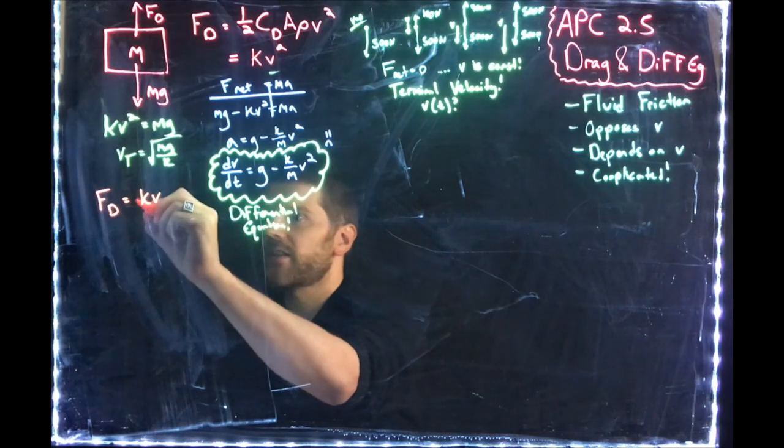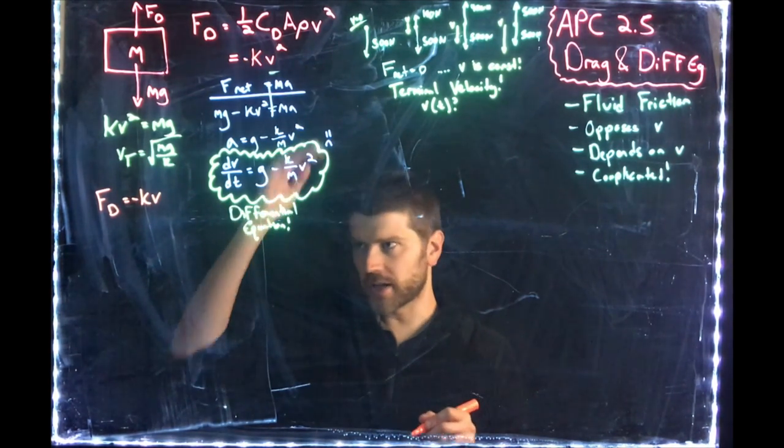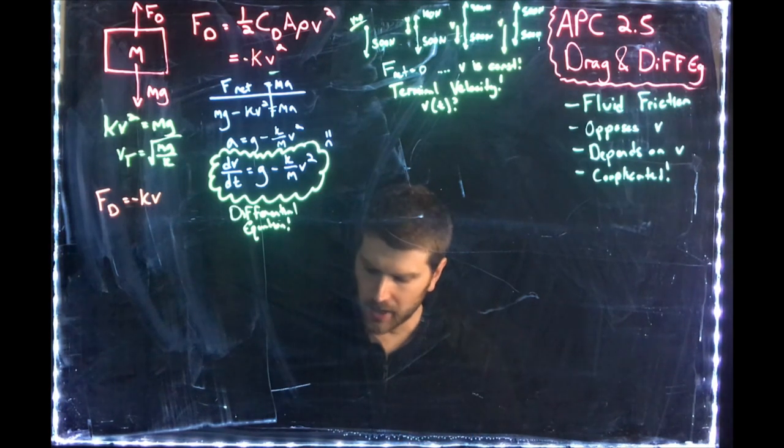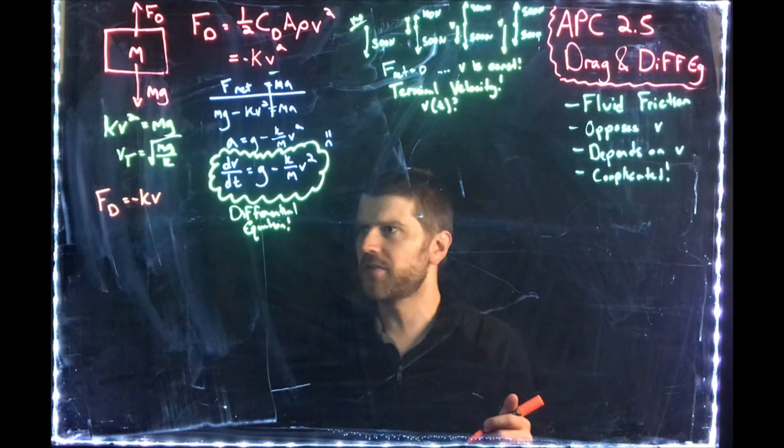Sometimes you'll see negative kV to indicate that it goes in the opposite direction. Sometimes you'll see it written like this. I don't know why they don't put a negative here too, to show that it goes in the negative direction, opposite velocity. You know, we're just going to assume that this is our force of drag.